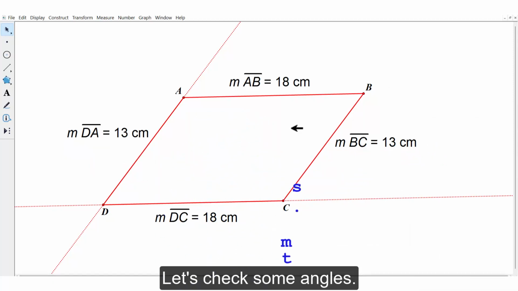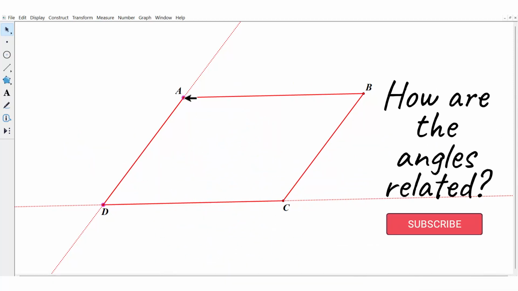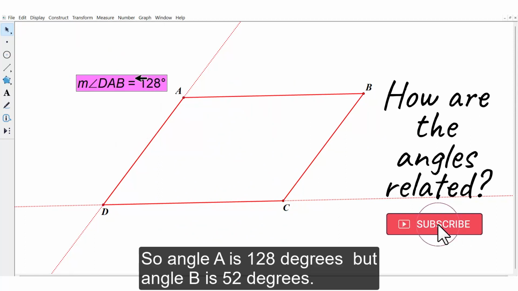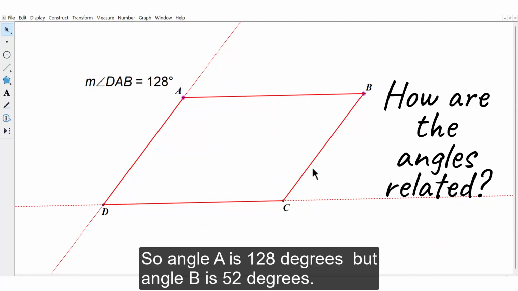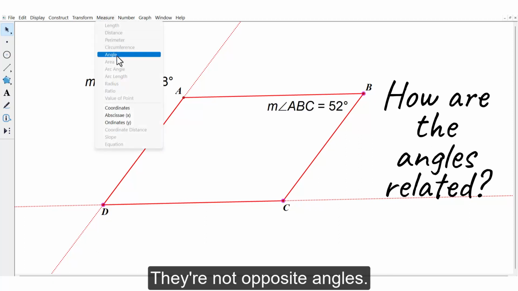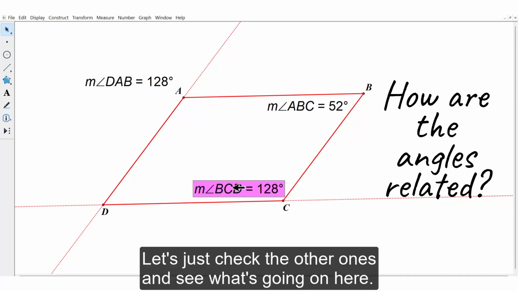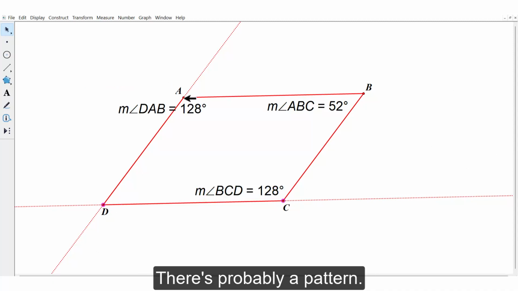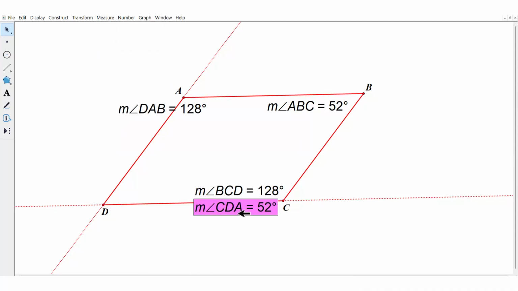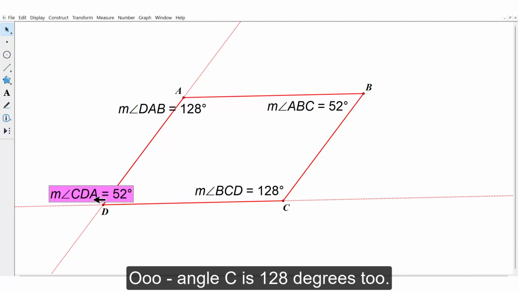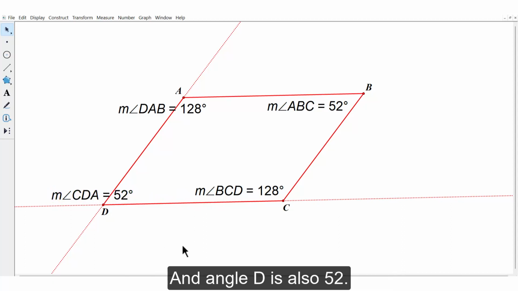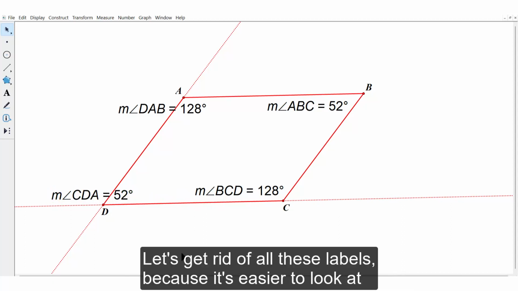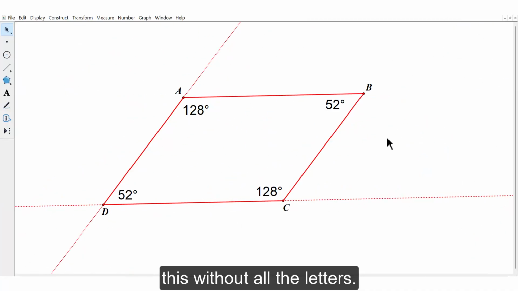Let's check some angles. So angle A is 128 degrees, but angle B is 52 degrees. They're not opposite angles. Let's just check the other ones and see what's going on here. There's probably a pattern. Ooh, angle C is 128 degrees too, and angle D is also 52. Let's get rid of all these labels because it's easier to look at this without all the letters.